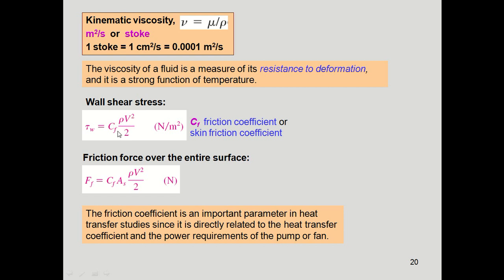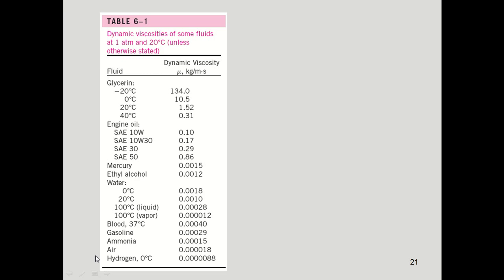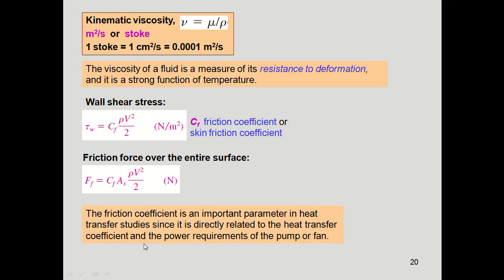Now wall shear stress: tau W is equal to C of F rho V square by 2. Here C of F means friction coefficient or skin friction coefficient. This coefficient is considered in wall shear stresses. The friction force over the entire surface is F of F equal to C of F multiplied by surface area AS multiplied by rho V square by 2. The friction coefficient is an important parameter in heat transfer studies since it is directly related to the heat transfer coefficient and the power requirements for the pump or fan.